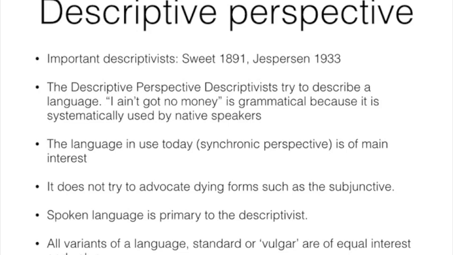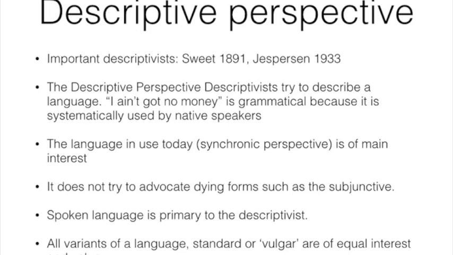The language in use today, the synchronic perspective, is of main interest. They focus on the language used nowadays. Linguists belonging to this school don't refer to the past; they take what actually happens now, at the moment. So that's why you have the synchronic perspective. Synchronic is in opposition to diachronic. With diachronic, you are talking about historical development, referring to the past. But with synchronic, you are referring to the moment, okay? So that's why it is of main interest. So these are the features and characteristics of this school.